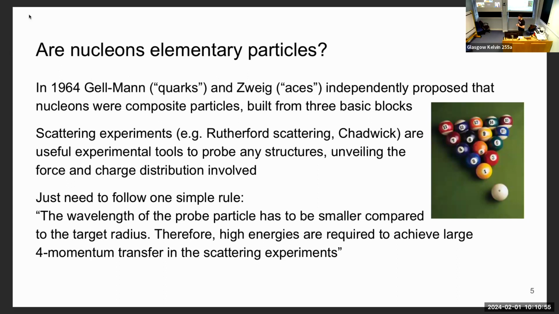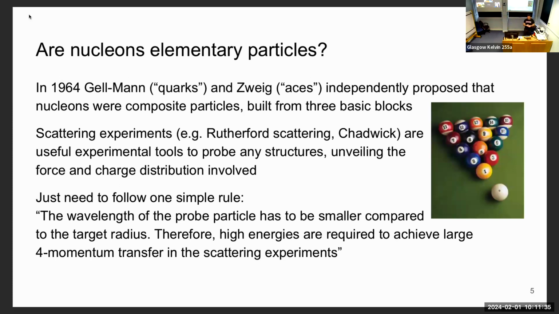So as I said, they had already discovered the proton. The way it was discovered was by Rutherford using scattering experiments. So why not use the same approach to do some studies on the proton substructure, to unveil the force and the charge distribution that is involved? Scattering experiments are relatively easy. We just need to follow one simple rule that I'm quoting here.